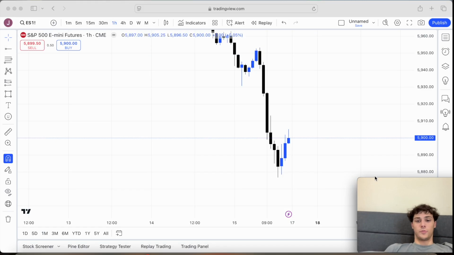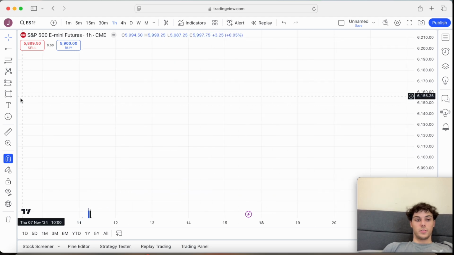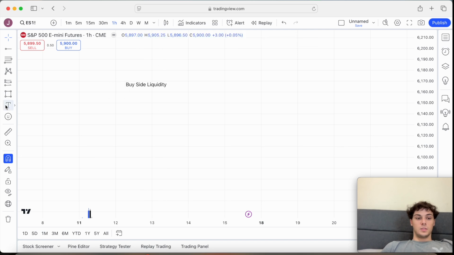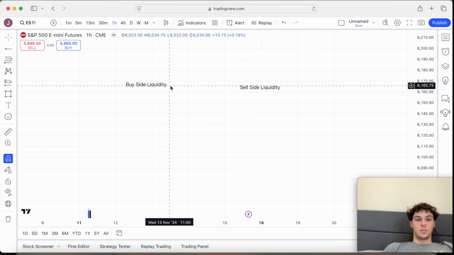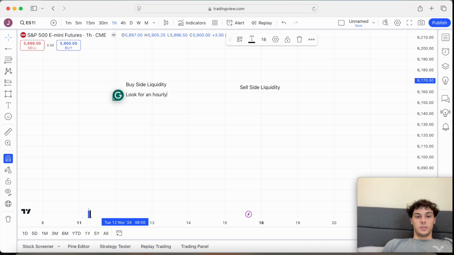So now that we're on the hourly time frame, I'm just going to show you guys some examples. So first off, I'm going to start out with doing this. So buy side liquidity and sell side liquidity. So all these two is, look for an hourly slash 4-hour high or low.